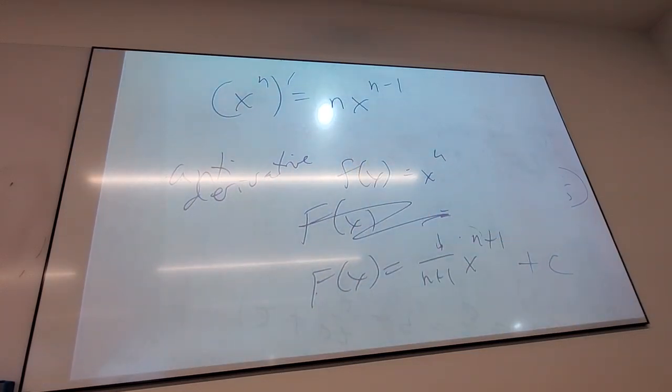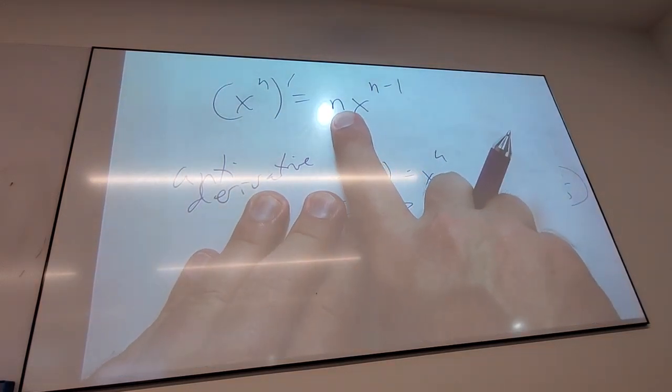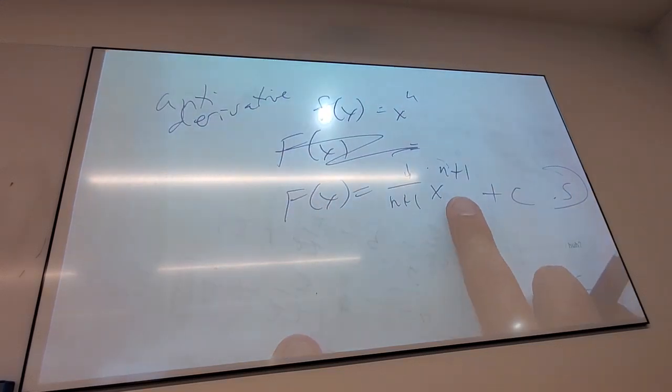How should the antiderivative work? The exact opposite as the derivative does. Yes? So this one multiplies by old, and the new is 1 less. This one, the new is 1 more, and I divide by the new. Everything is opposite. That's why it's the antiderivative.